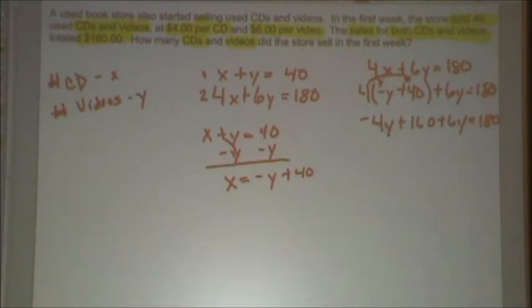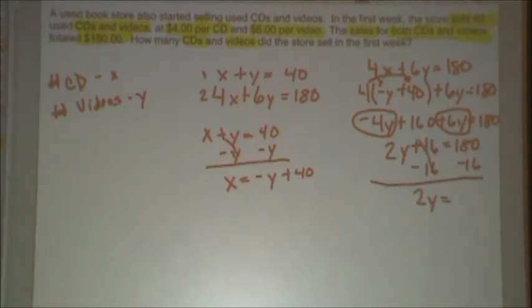So I'm going to combine my like terms. I have a negative 4Y here, and I have a plus 6Y, which makes it a positive. So negative 4Y plus 6Y gives me 2Y plus 16 equals 180. Now I'm going to subtract 16 from both sides. These cancel out, and I get 2Y equals 180 minus 16, which is 164.